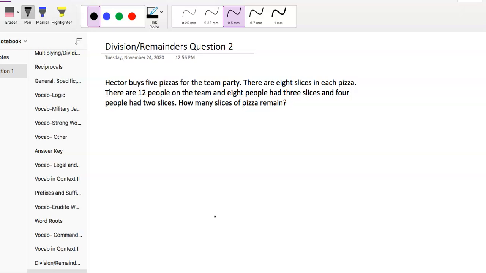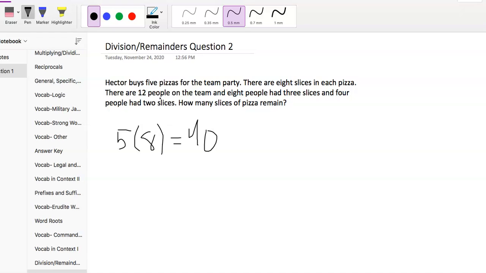Okay, Hector buys pizzas for a team party. There are 8 slices in each pizza. He bought 5 pizzas, right? 8 slices in each pizza. So you can already tell it's going to be how many slices are left once the team's done. Our first thing is how many total slices. We got our 5 pizzas, 8 slices per pizza, 5 times 8 is 40.